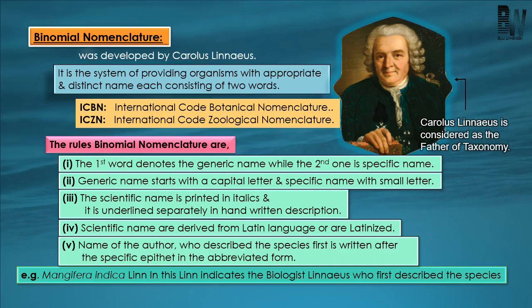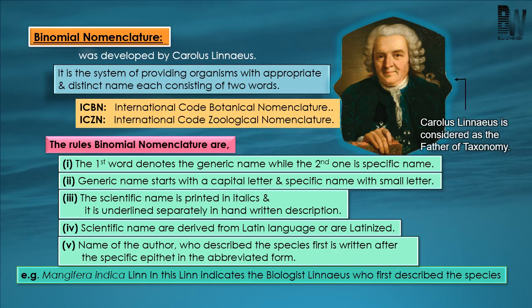Next, there are some international codes of nomenclature like ICBN and ICZN. ICBN represents the International Code of Botanical Nomenclature, and ICZN represents the International Code of Zoological Nomenclature. And the scientific name is given through these agencies, that is ICBN and ICZN.